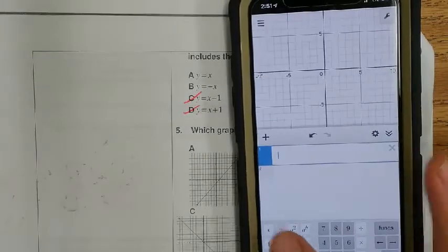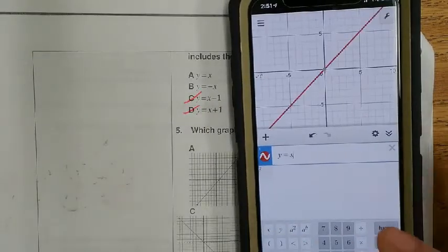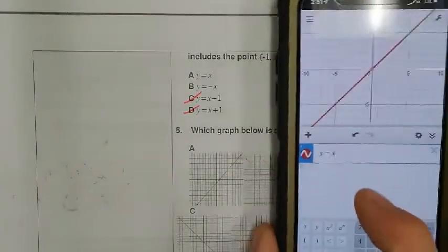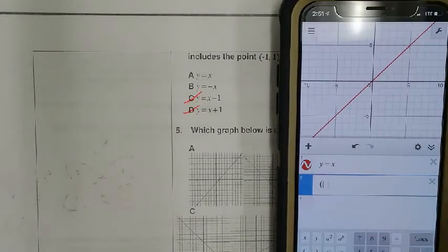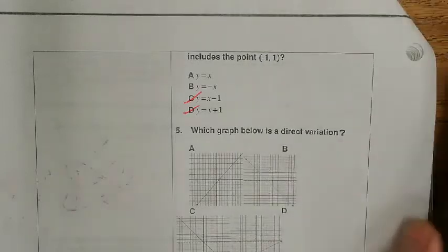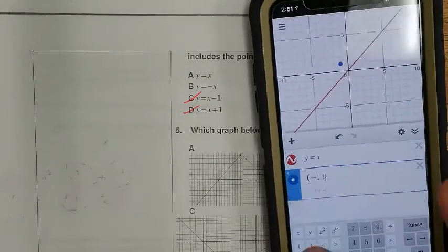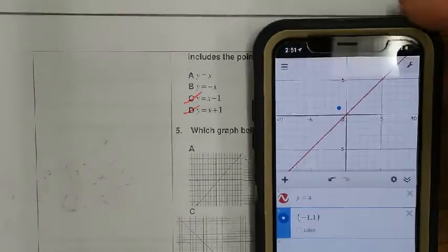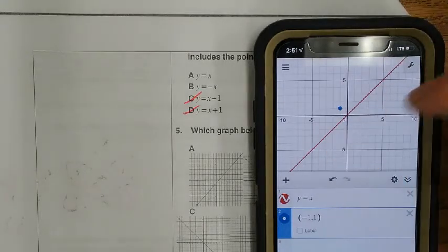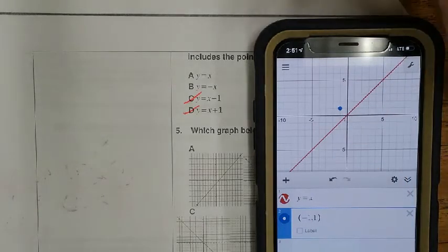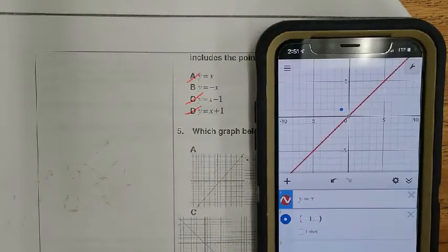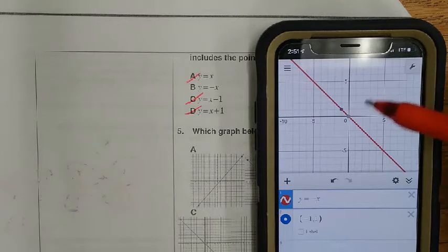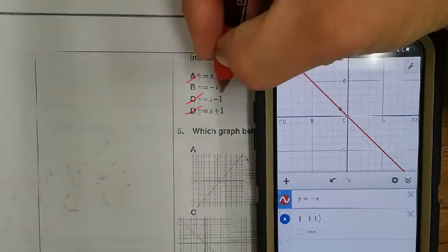So here we get y equals x. You could type in that point to see if that point fits in there. -1, 1. And you can look there, that blue dot, the point does not hit, so you know it's not A. So it's got to be B, but let's just double check. Instead of y equals x, I'm going to put y equals -x. Once you did that, it immediately hit that point, so you know it is B.